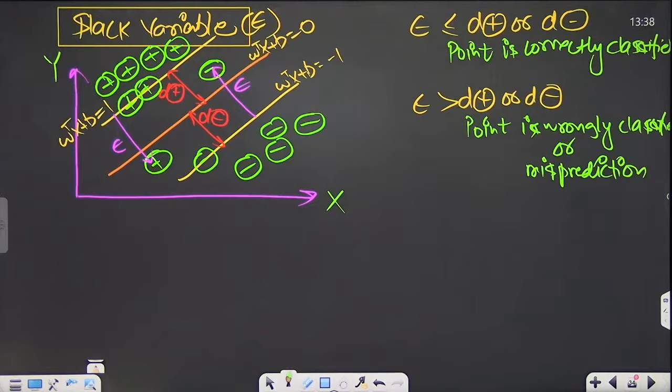So if it is greater than d plus or d minus, that means the point is wrongly classified, or misclassified. Else the points are correctly classified, correctly predicted.